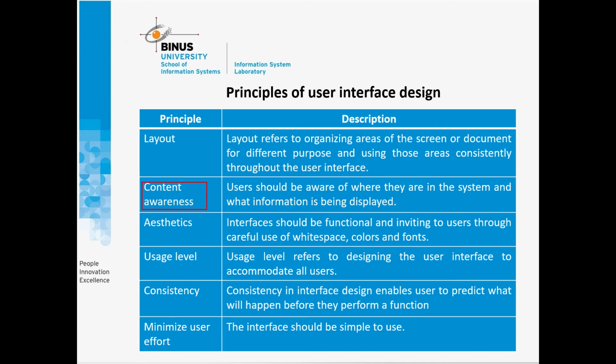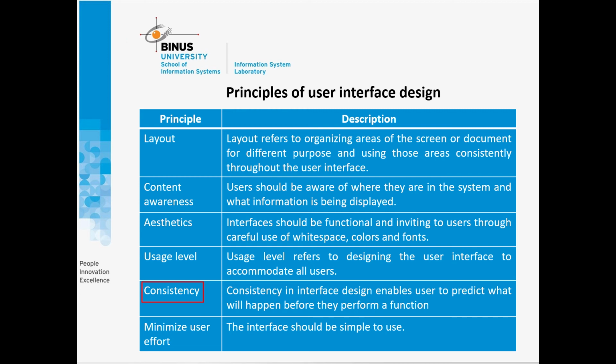Second is content awareness. Users should be aware of where they are in the system and what information is being displayed. Content awareness makes the user aware of the information it contains with the least amount of effort by the user. Example, all interfaces should have titles. Third, aesthetics. Interfaces should be functional and inviting to users through careful use of white space, colors, and fonts. Fourth, usage level. Usage level refers to designing the user interface to accommodate all users.